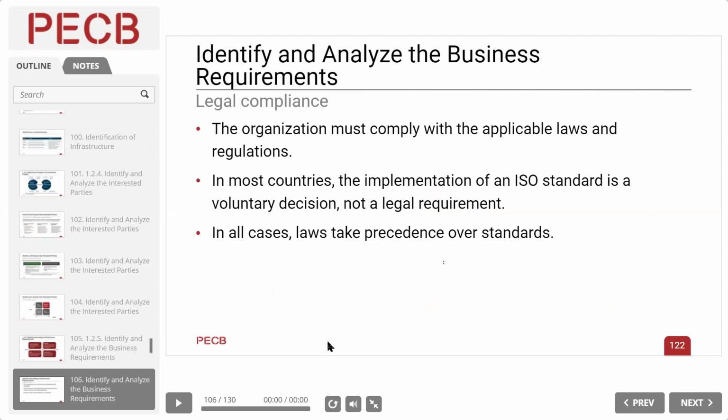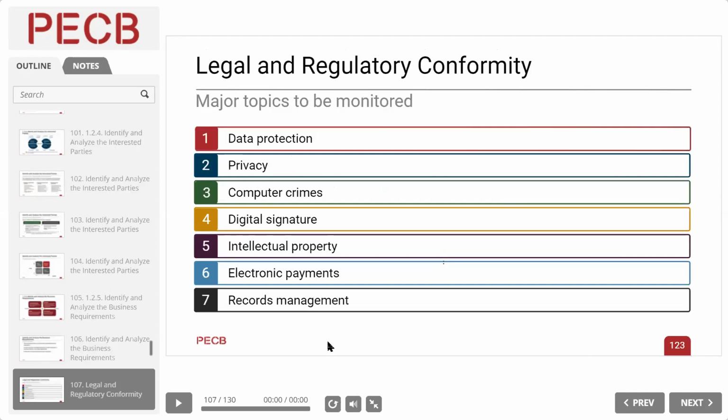So legal compliance, we need to comply with the applicable laws. These are some of the typical laws, and it will surprise you to see that in Ghana, we have all these laws. Data protection, privacy. Privacy is embedded in data protection in Ghana. Computer crimes, digital signatures, they're all under the Electronic Transactions Act. Intellectual property, we have the copyright.